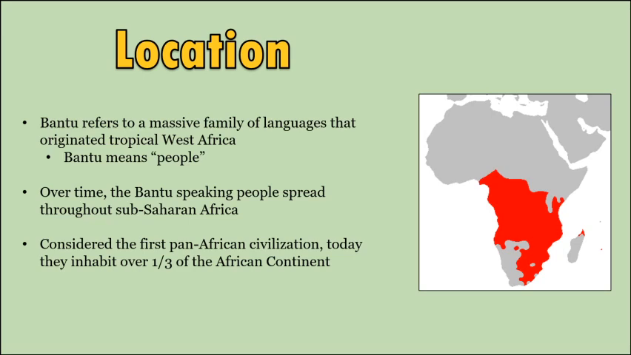If you look at our map, you'll see that there is a large red area, and this is where the Bantu people currently are. Now, Bantu refers to a language family, a massive language family, that originated in tropical West Africa near Nigeria and Cameroon. Bantu itself means people, and it refers to the group of people that speak Bantu. Eventually, they spread out in great migrations throughout sub-Saharan Africa and spread their language and their culture. They are considered the first Pan-African civilization, and they inhabit over 1/3 of the African continent.